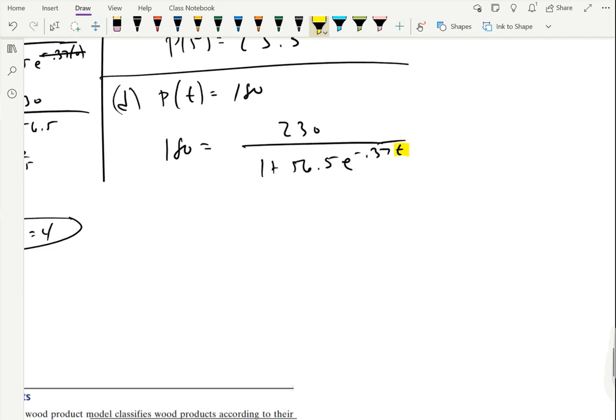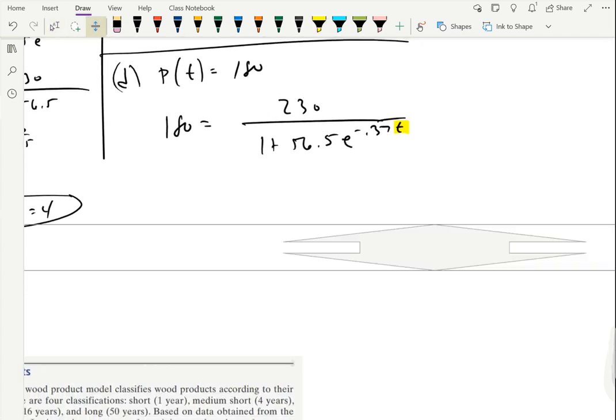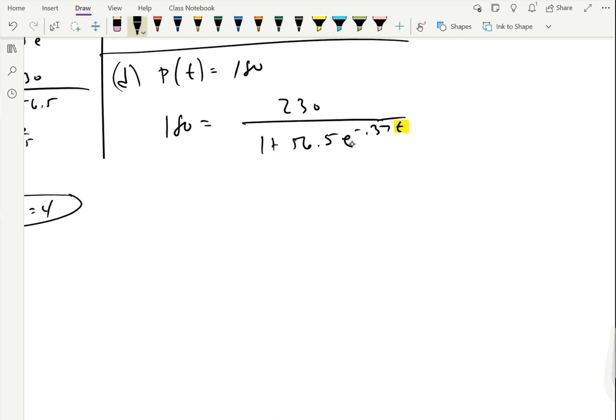So as we take a look at this, one of the things that we're going to have to do is isolate this t term. So we're going to need to isolate this whole thing here. Problem is, it's in the denominator of a fraction. So what I need to do is multiply both sides by that denominator. So if I do that, I'm going to end up with 180 multiplied by 1 plus 56.5. Let me be very cautious here and tedious.